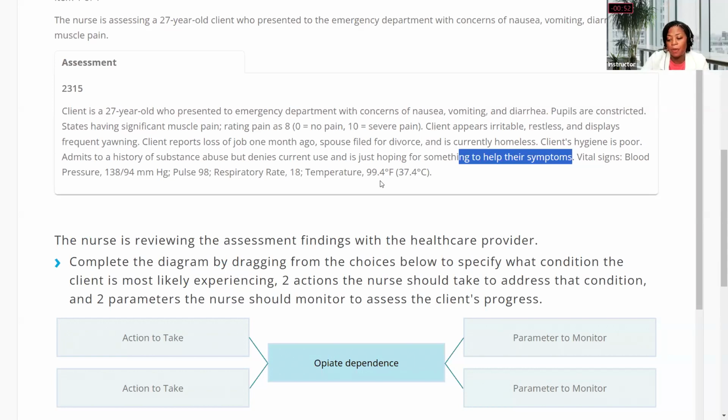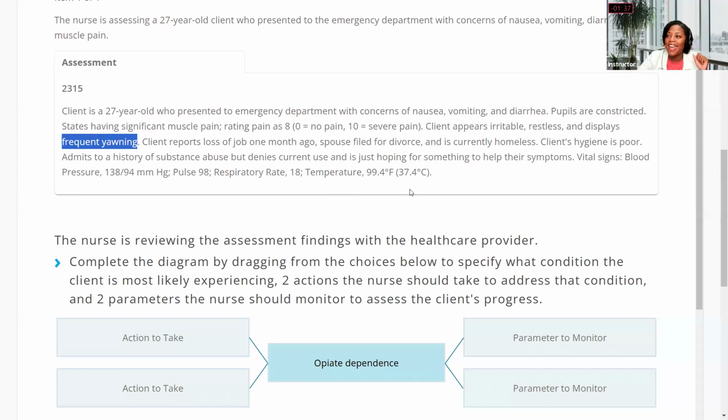All right. And clients experiencing opioid dependencies and subsequent withdrawal may experience these symptoms, right? The fatigue, flu like symptoms. He's got muscle pain. That's flu like symptoms. The patient may also experience the nausea, the vomiting, as well as diarrhea. And here's a big one, constricted pupils. They also experience irritability, restlessness, and frequent yawning. These are all the clues that are buried inside of this assessment note. All right. So that's what we see here.